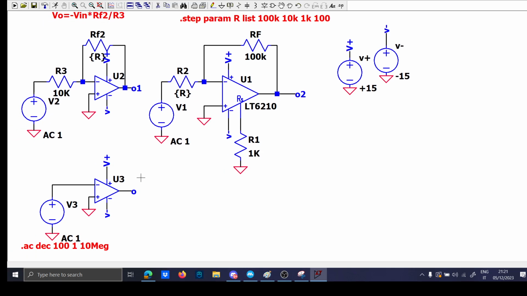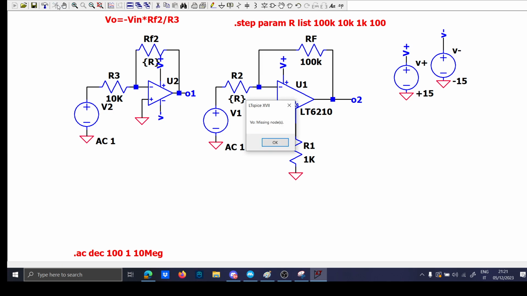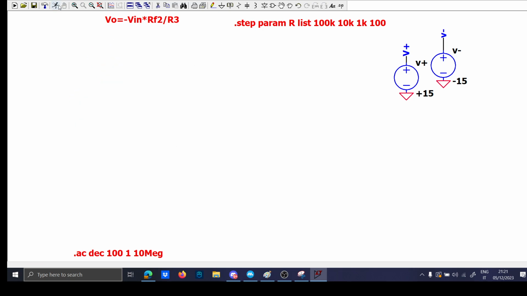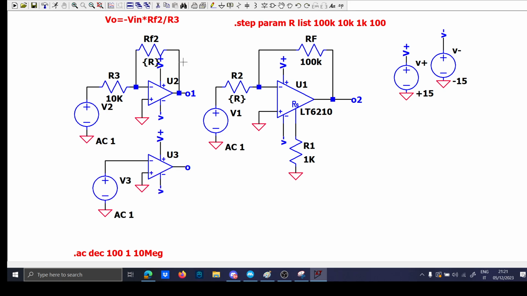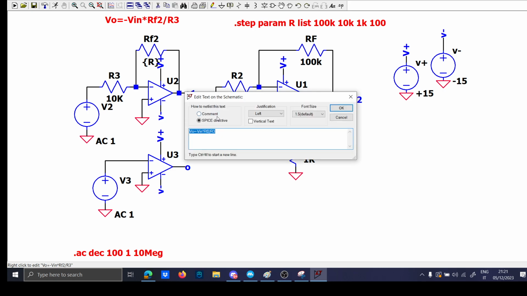I probably missed the node. I wonder where. Is it him? So the problem is in the power supply. Am I right? No, this is a comment.